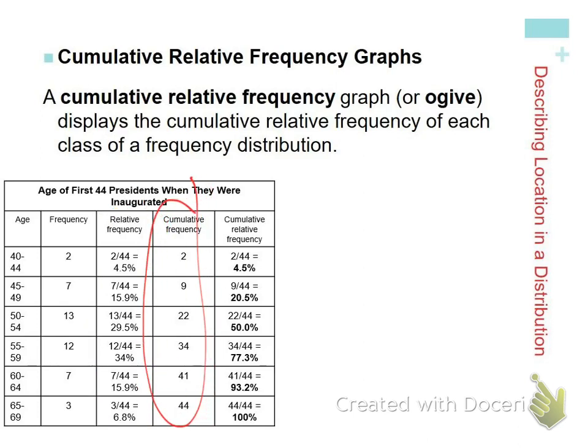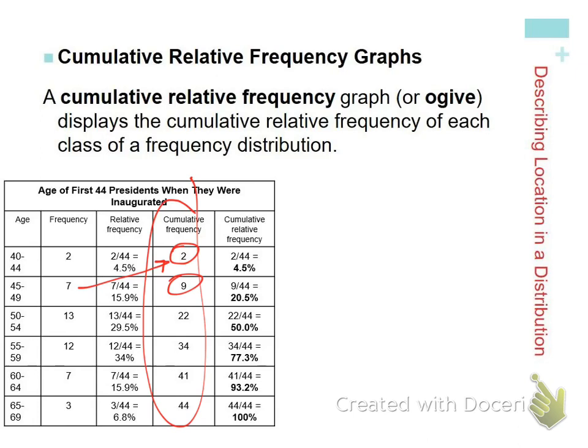Remember, cumulative frequency was a rolling total, right? So when we had two data points, so two presidents were between the ages of 40 and 44, then we had 7 that were between the ages of 45 and 49. A cumulative frequency means that we're going to just count up to see how many were that age or younger. So 7 plus 2 is 9, so that means we've got 9 presidents that were in that age group or younger. So it's a rolling total, right?